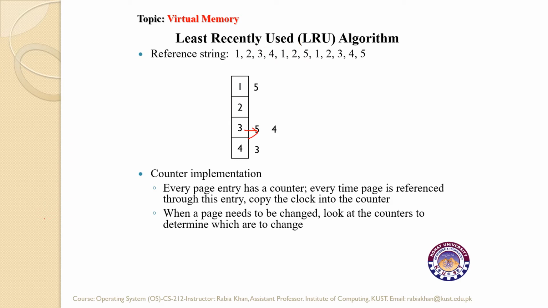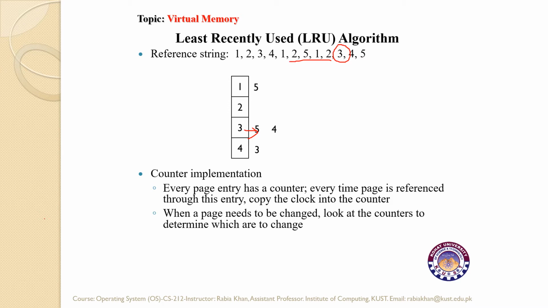Next requirement is page number 1 again, and page number 1 is already present, so there is no page fault. Next requirement is page number 2, which is also present here, so again there is no page fault. Next requirement is page number 3. Since page number 3 has already been swapped out, we have to bring it in again. What we have to do is make a look back of 4 frame size. So a 4-page look back is created.